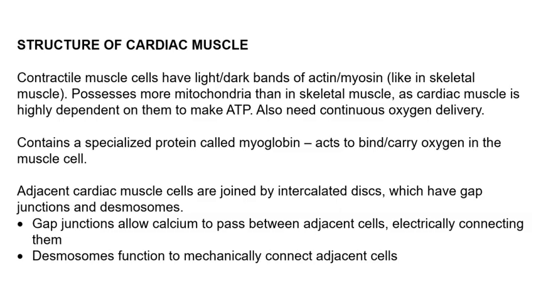Adjacent cardiac muscle cells are joined by intercalated discs, which are cell-cell junctions that contain both gap junctions and desmosomes. Gap junctions allow calcium to pass between adjacent cells. That serves to electrically connect the cells together and get them to depolarize simultaneously, or at least in a wave-like fashion. And desmosomes function to mechanically connect adjacent cells, which prevents tearing of the cardiac muscle tissue during contraction.